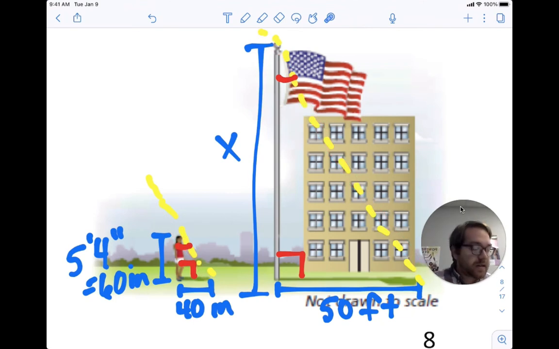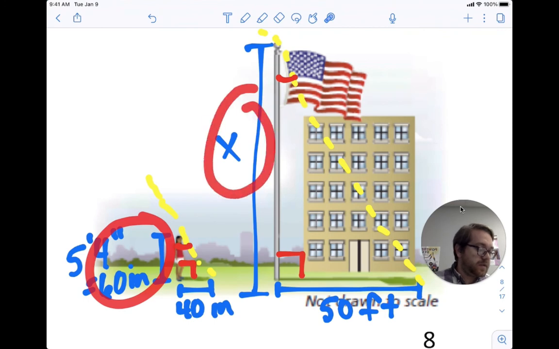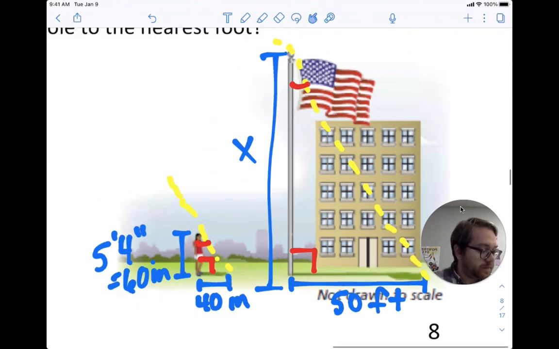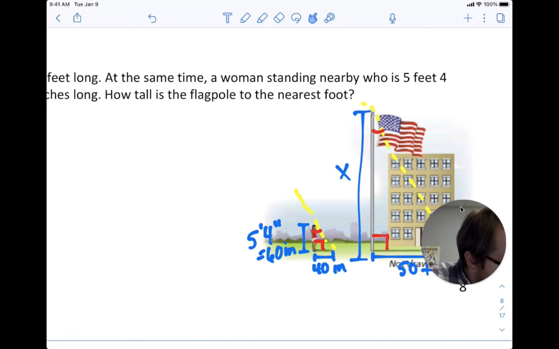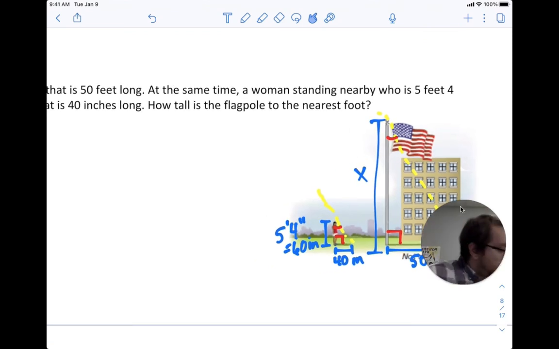So now I've shown that both of these triangles have two pairs of angles that are congruent to each other, and so these triangles are similar to each other. By the angle-angle similarity theorem, these triangles are going to be similar to each other. Now that I've shown that they're similar, I can start setting up a proportion, because I now know there's a relationship between their sides. Okay, so let's set up a proportion and then we'll talk about it.